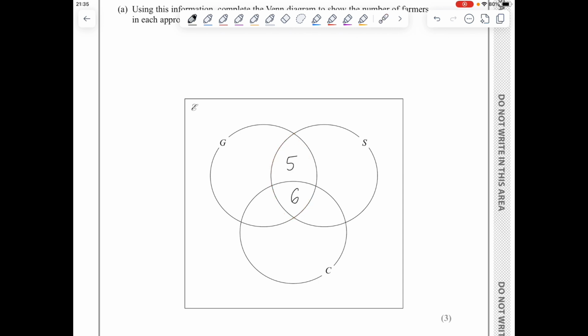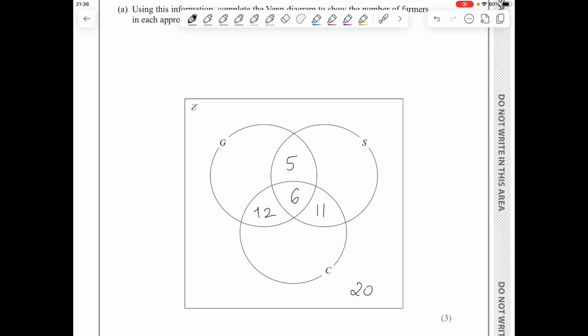There are 17 farmers with sheep and chicken. So this region here is 17, which makes this an 11. And then I have 18 farmers with goats and chicken. So this region is 18, which makes this a 12. 20 farmers do not have any goats, sheep, or chickens. So there's a 20 outside the 3 circles.